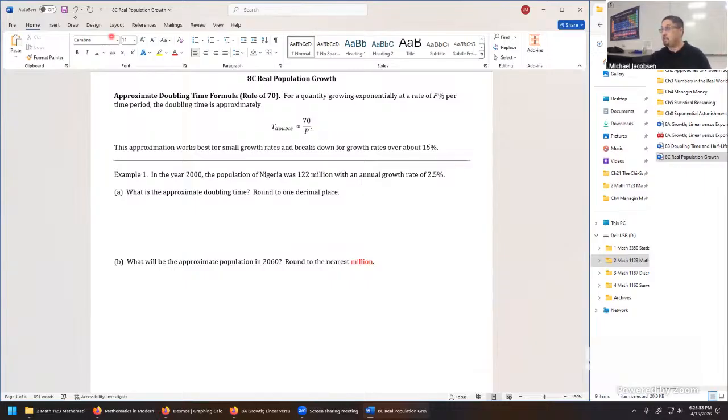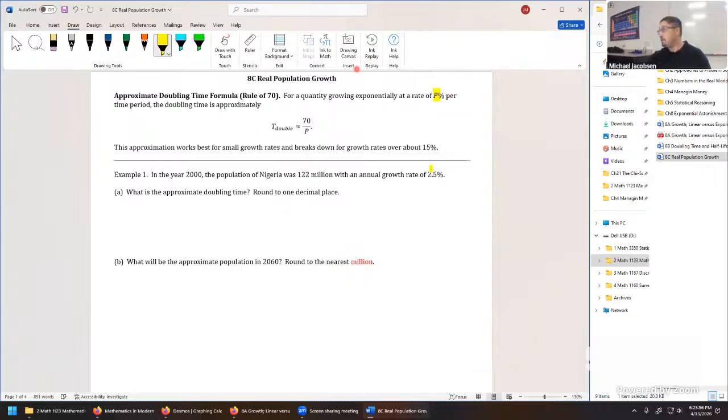So if we apply it to this kind of problem, then the p for this one is going to be 2.5. It says here in the year 2000, the population in Nigeria was about 122 million, and it had an annual growth rate of around 2.5%. So if that continues to go forward into the future, from 2000 to the present to 2060, if nothing ever changes, we can find out the doubling time and make a projection of the population size of Nigeria in the year 2060.